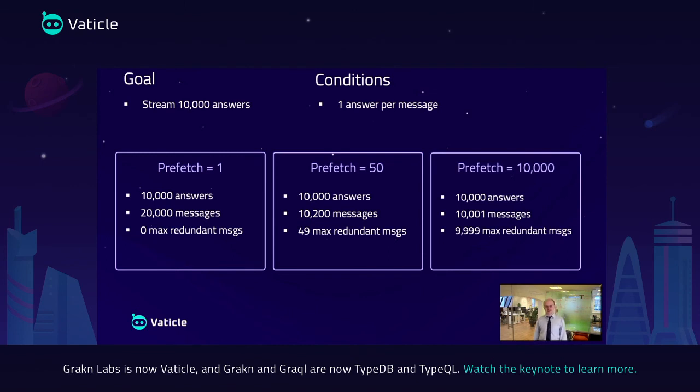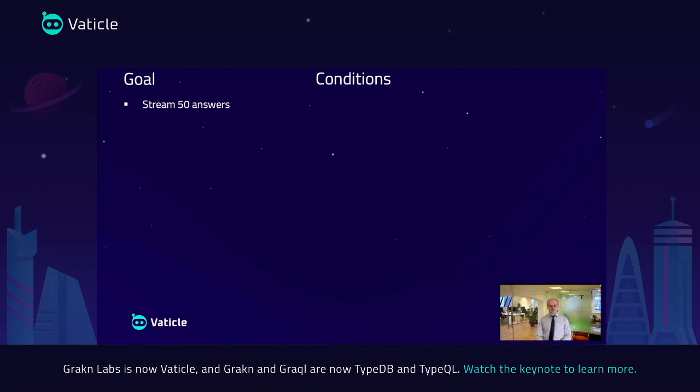At the other end of the spectrum, what if we turn the prefetch size all the way up to 10,000? That would minimize the number of messages sent. We'd be down to just 10,001. But if the client doesn't need that many messages, then we're going to get a lot of wastage. In the worst case, the client could be done after just one message, leaving 9,999 redundant messages.